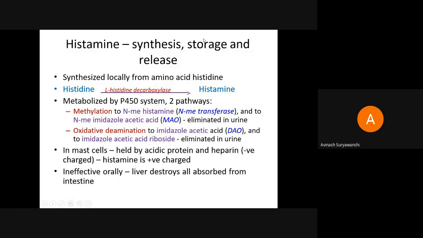Now we're going to see the storage. Okay, how it is stored in our body. It is present in the mast cell. So mast cells are storing it. How are they storing it? They are storing it in granules. Okay, so what does this granule consist of? How is histamine present in those granules? In those granules you will see histamine along with some proteins, like the protein called acidic protein and heparin. Okay, these are the two proteins present along with histamine.